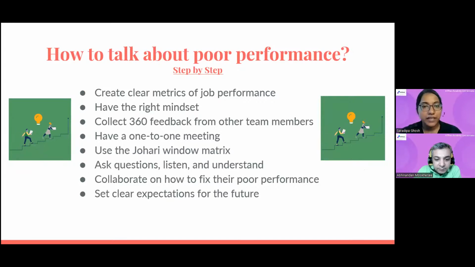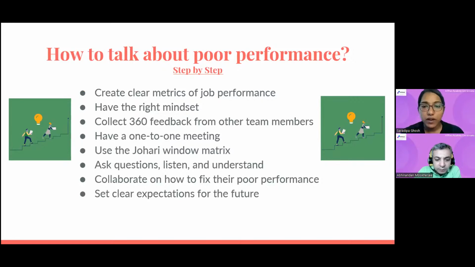You should first create a clear matrix of job performance, how the person did. Have the right mindset. You should know what you are going to tell your employee. Collect 360-degree feedback from other members of the company, his peers and subordinates, so you can know where exactly they are lacking. Have a one-to-one meeting, so that an employee can really open up in front of you.